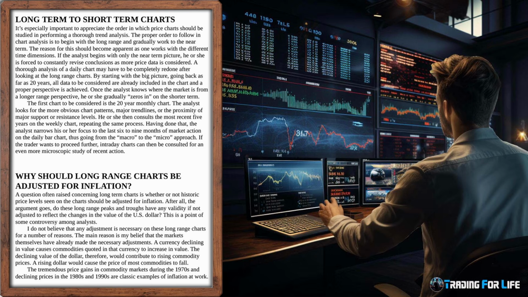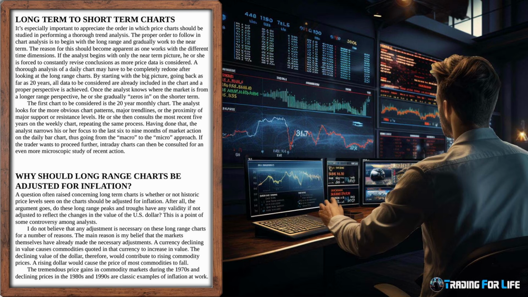If the analyst begins with only the near-term picture, he or she is forced to constantly revise conclusions as more price data is considered. A thorough analysis of a daily chart may have to be completely redone after looking at the long-range charts. By starting with the big picture, going back as far as 20 years, all data to be considered are already included in the chart and a proper perspective is achieved.